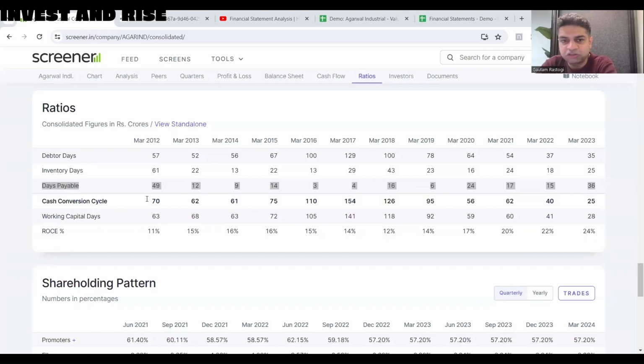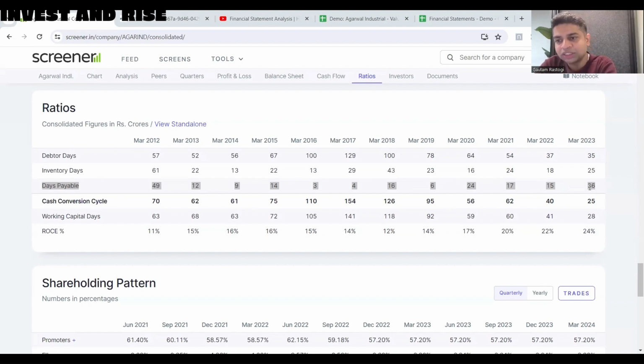If you look at the days of payables for this company, in FY22 it was 15. That is, they were taking 15 days on average to pay off their suppliers. But now in FY23 they're taking 36 days to pay off their suppliers. It's a marked increase, more than 2 times.